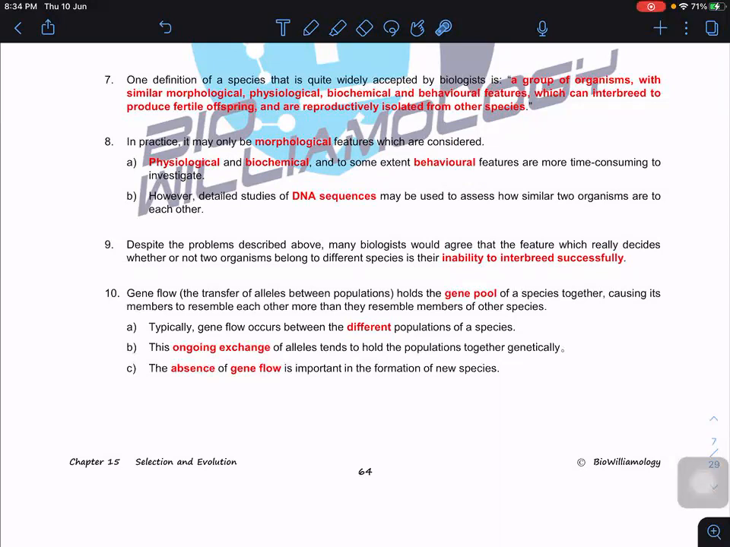However, the structural detail of the DNA sequence may help to assess how close two organisms are to each other. So despite the problems described above, many biologists will agree that the feature which really decides whether two organisms belong to different species depends on the inability to interbreed successfully. Until now, we still follow this. Are you clear? As long as they are reproductively isolated from each other, then they belong to two different species.